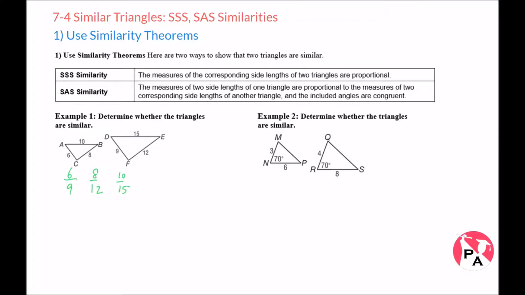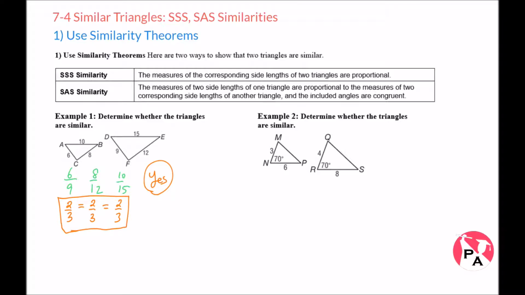Now if we simplify these numbers, 6/9 can be written as 2/3. Divide each number by 3. For these two numbers, divide each one by 4, we get 2/3. For the next one, divide each one by 5, we get 2/3. Since these sides have the same ratio, the figures are similar. So the triangles are similar. The reason is they have the scale factor of 2/3.